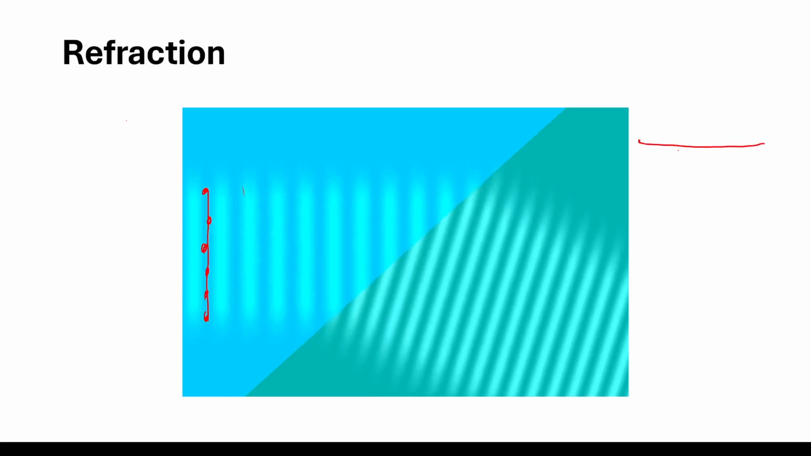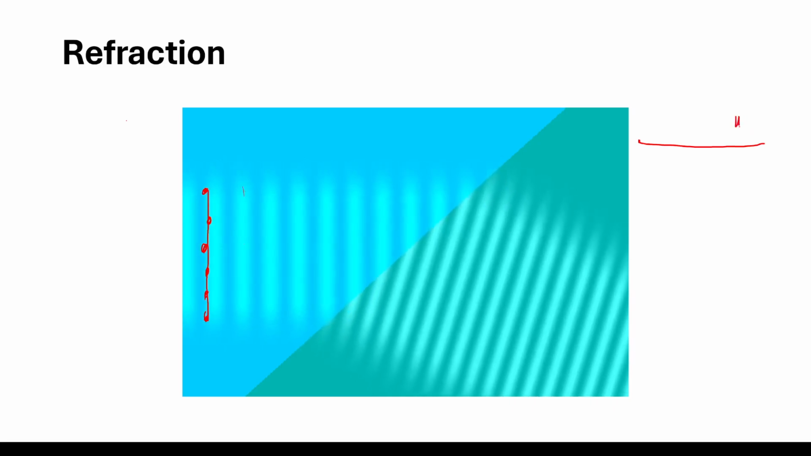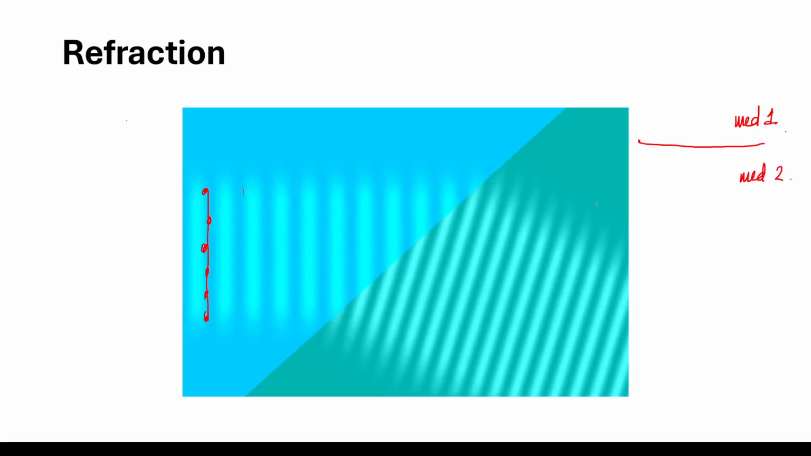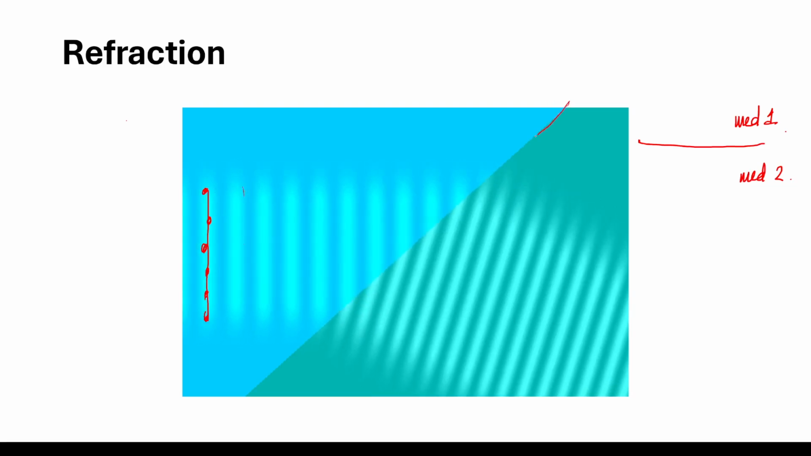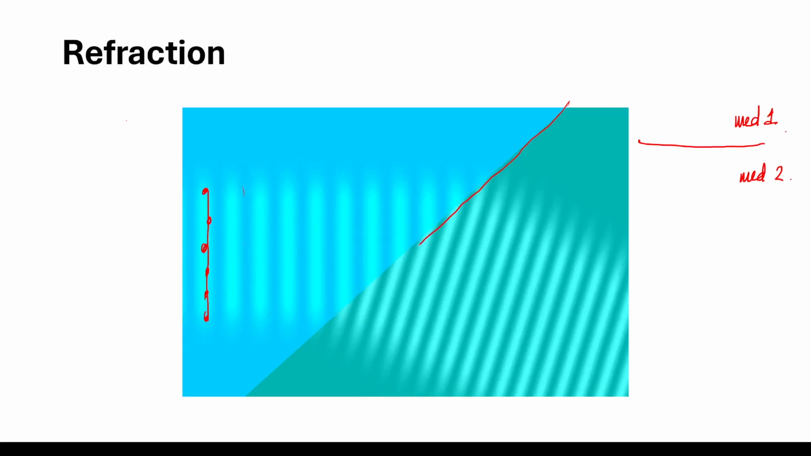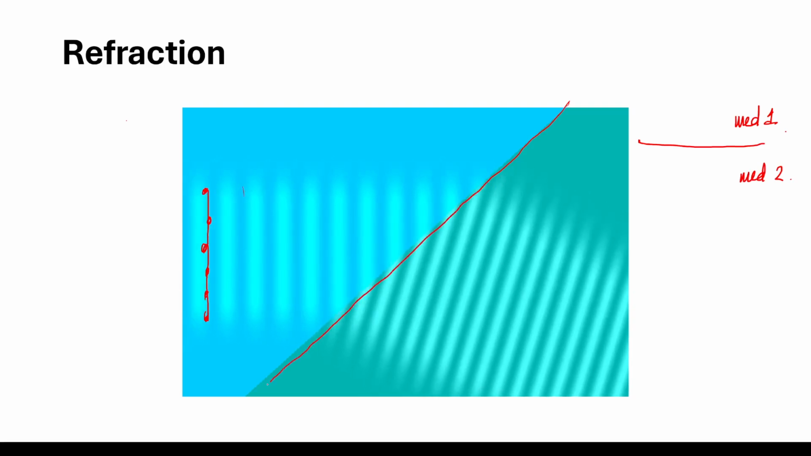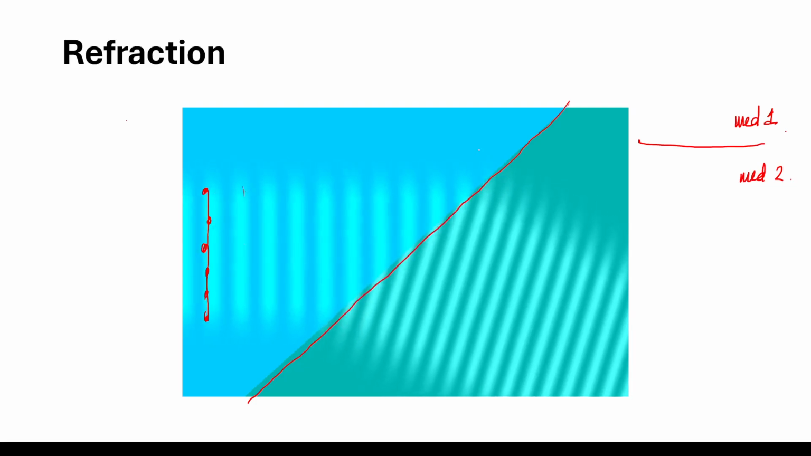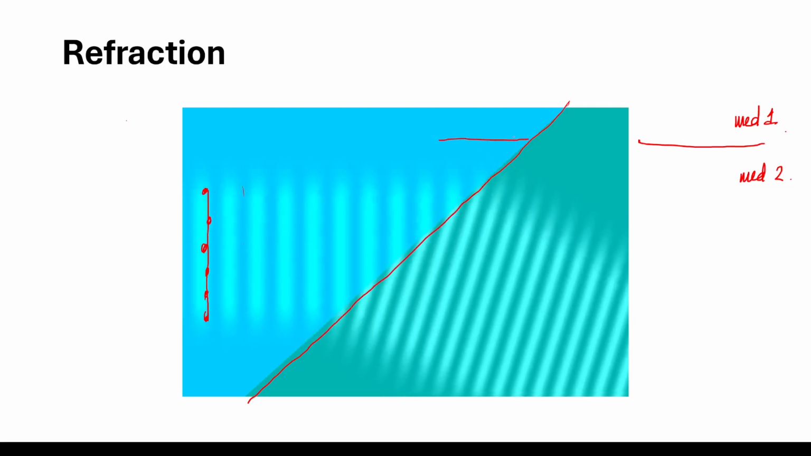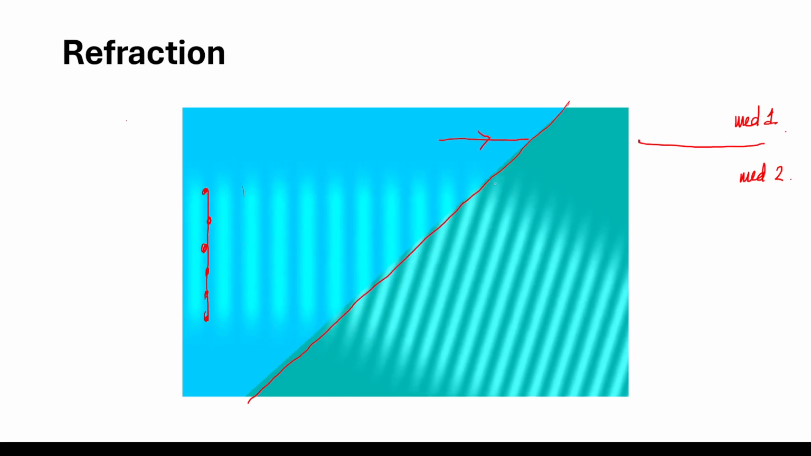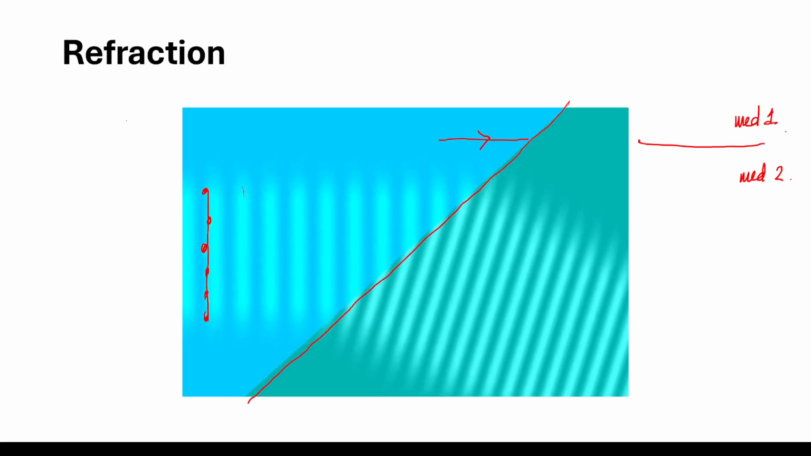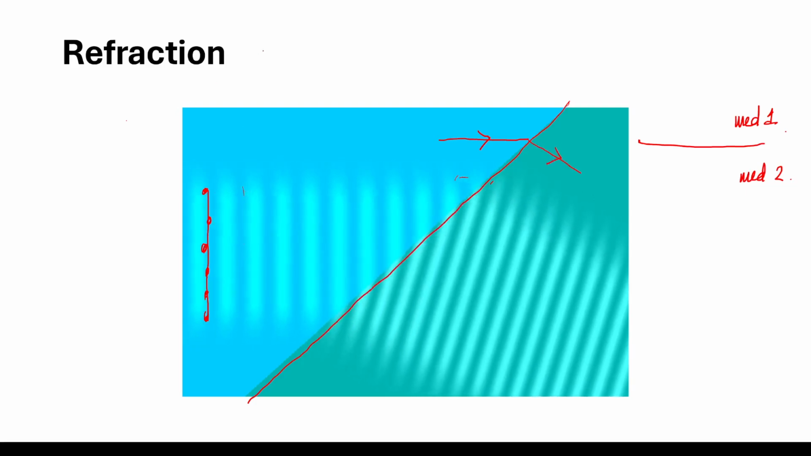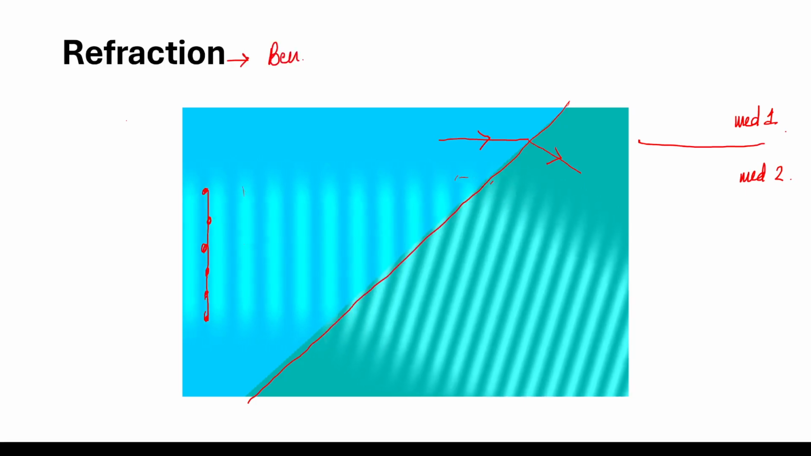So this is a boundary that is separating medium 1 and medium 2. In this case, this is the boundary. Now what you see on the screen in the form of animation is a wavefront model. I could also show you the ray model. So let's say a wave is entering into the second medium like this, and then because of the refraction, it bends. So that's the refraction.